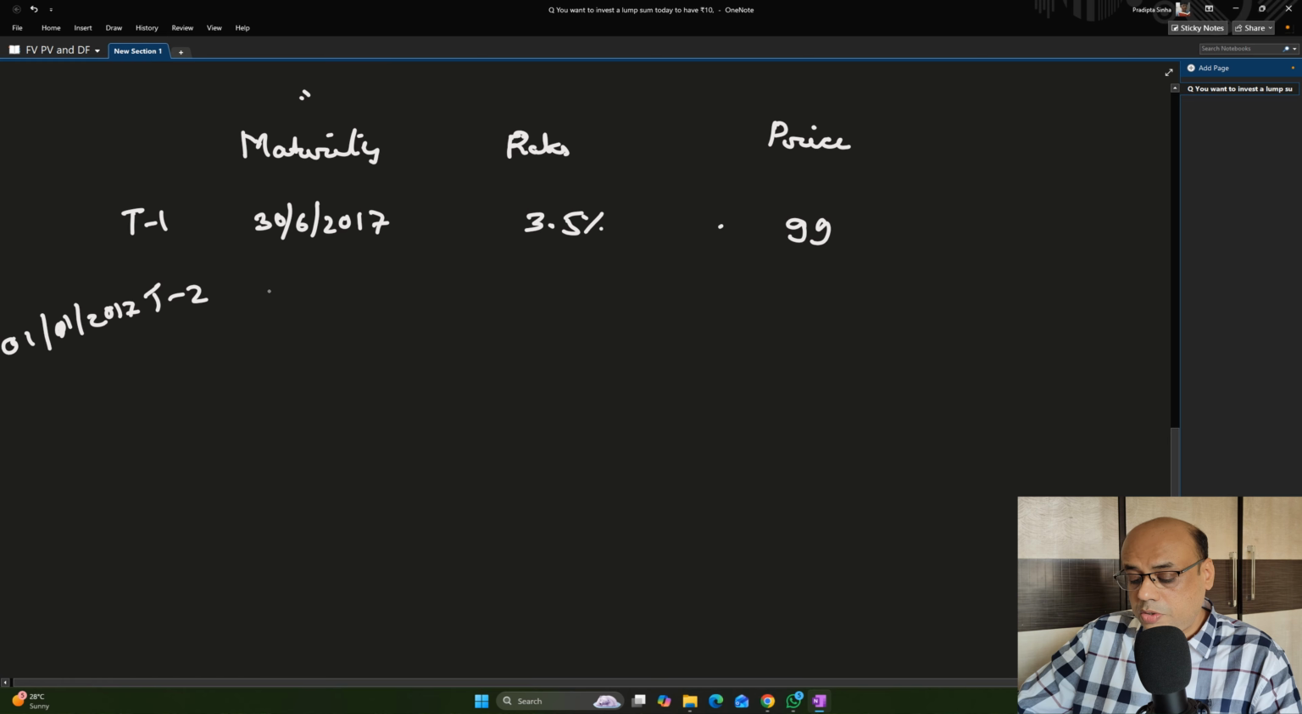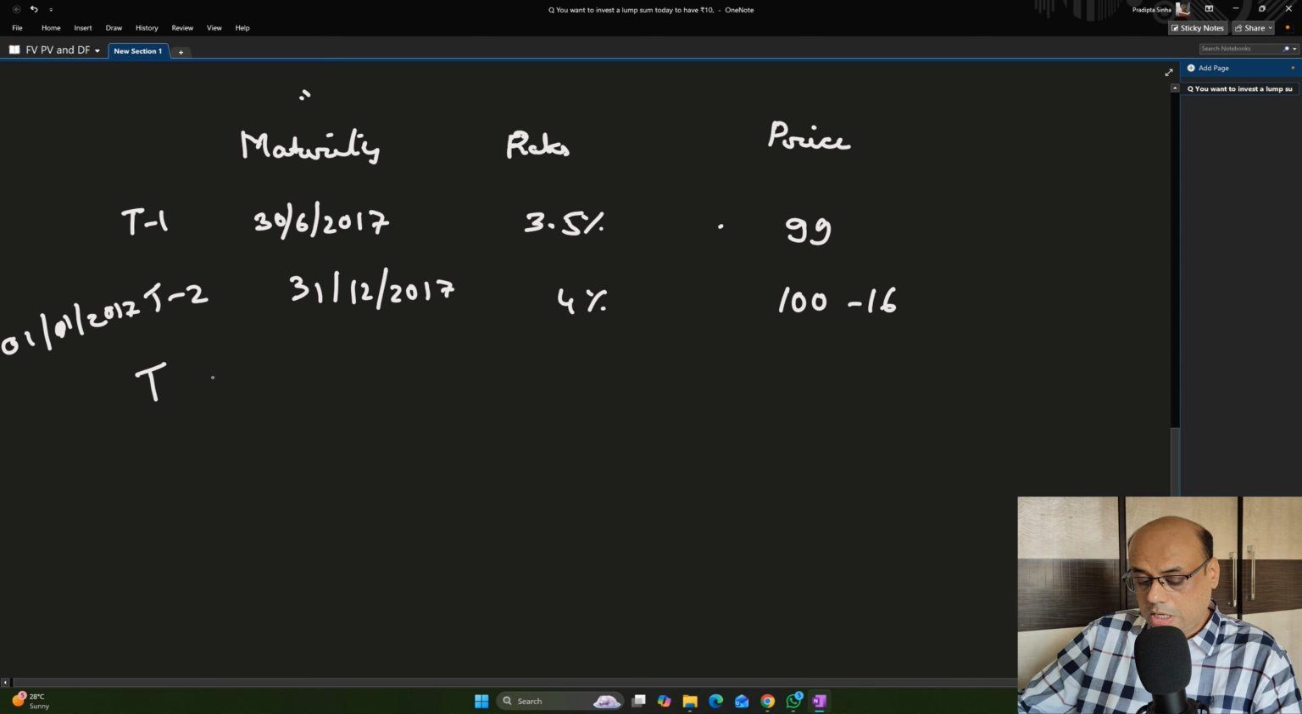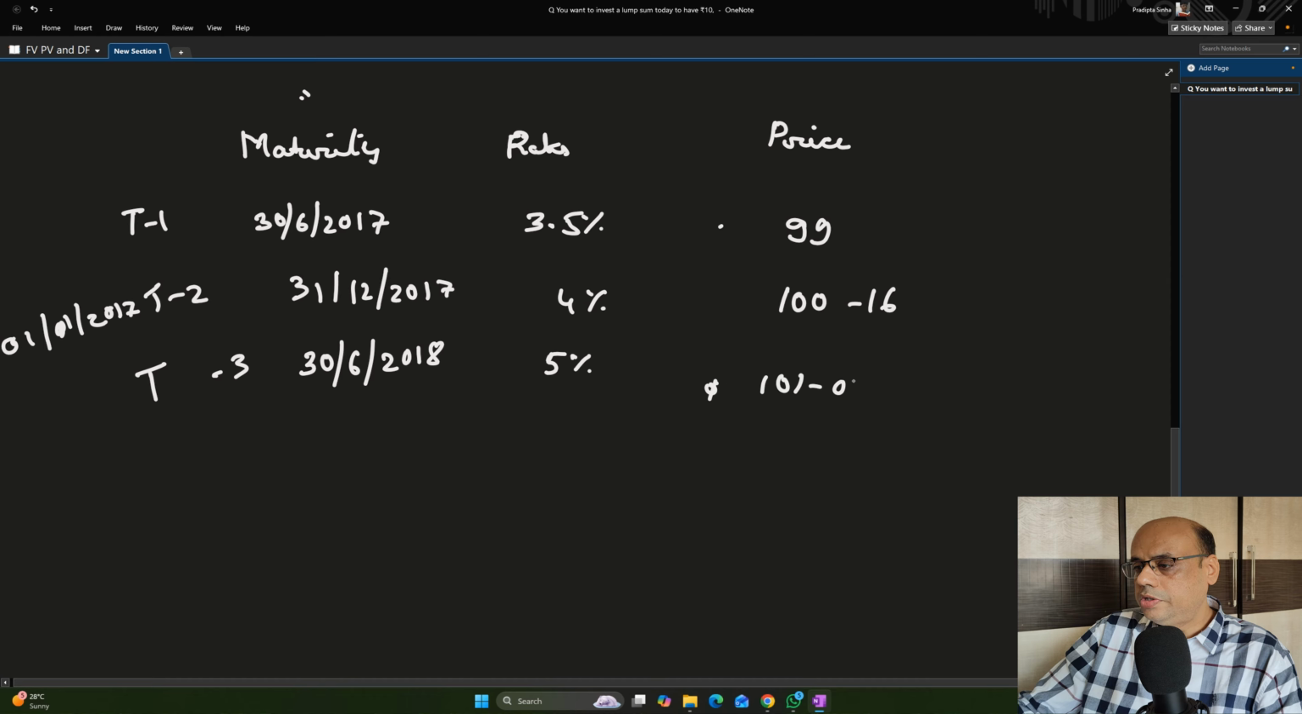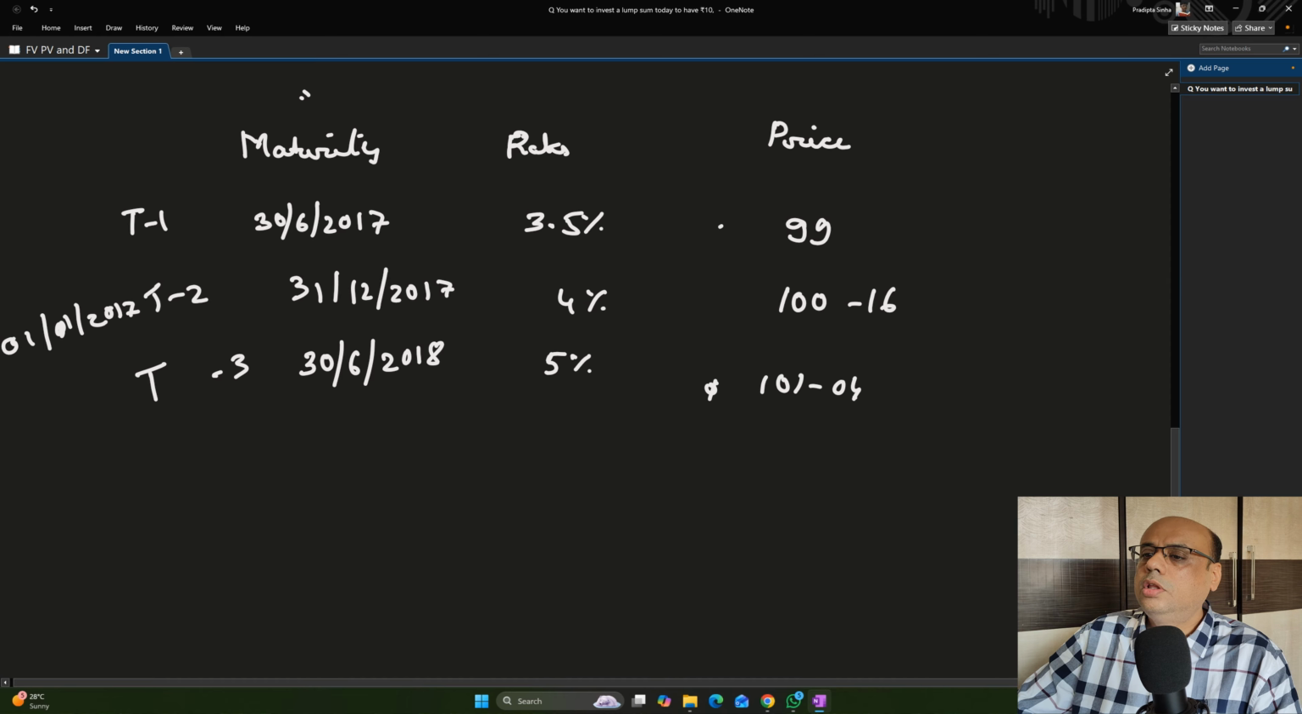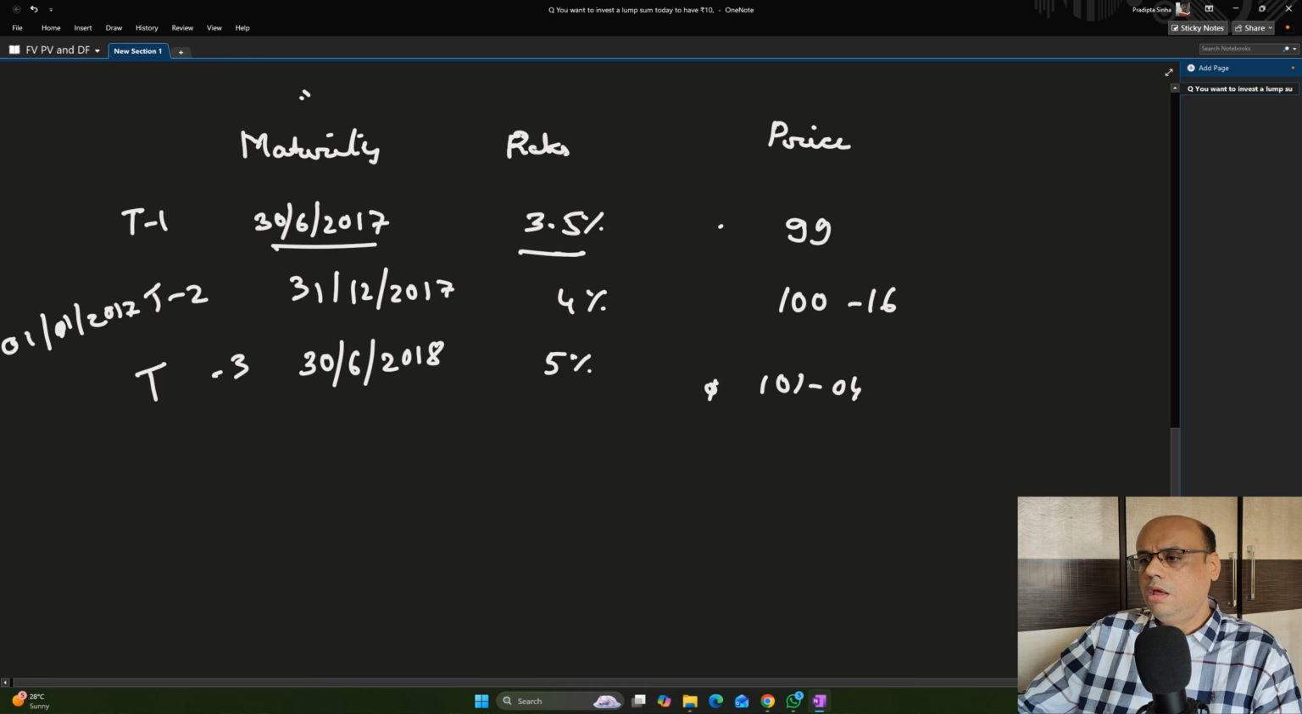So there is a second tranche which is coming on 31/12/2017, and the rate is 4%, and the price is $100.16. And there is tranche 3, which is 30/6/2018, and this is 5%, and the price is 101.04. So all we are saying is today is 1st January 2017, in 6 months from now the first tranche will mature, and this is the rate that I am assuming for this tranche.